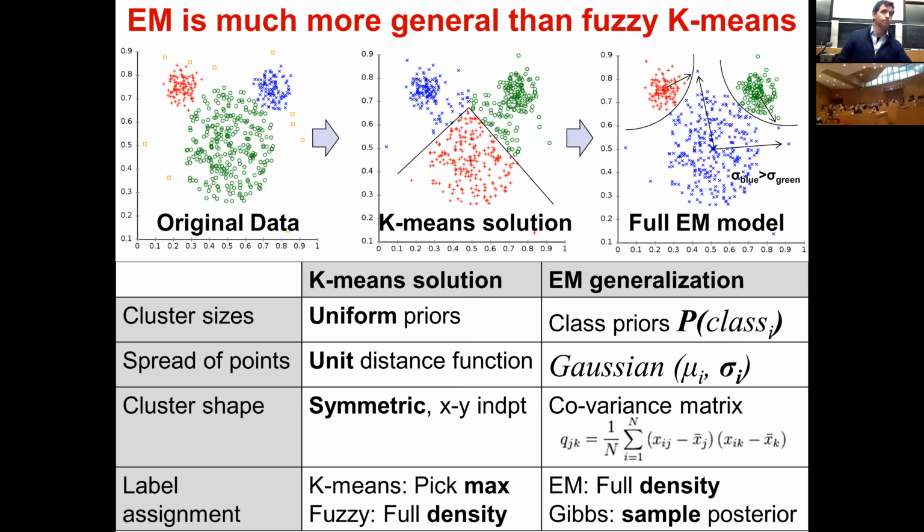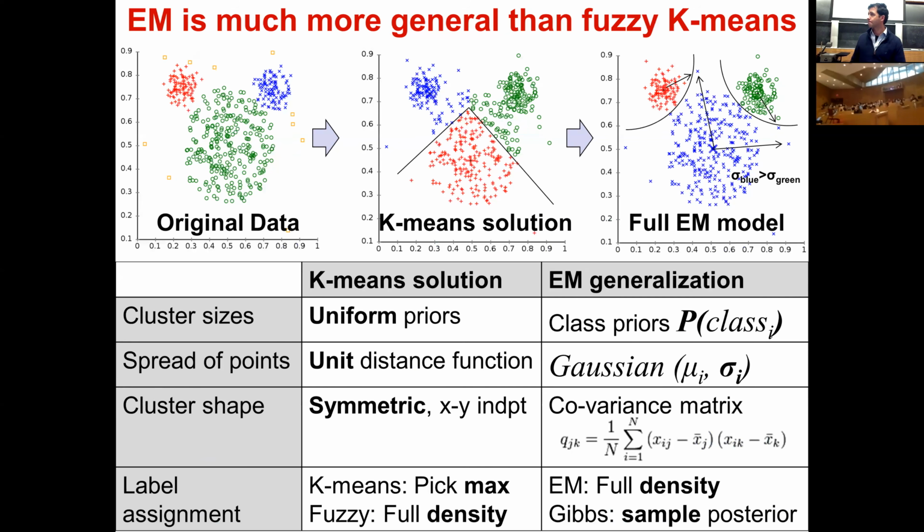Yes. I thought you mentioned that the distribution for the EM is the same as the fuzzy K-means. If you assume that all of the class priors are identical, that all of the Gaussians have unit variance, that the covariance is 0, and you use the full density. So basically, the first formulation of fuzzy K-means was in fact a special case of the EM generalization.